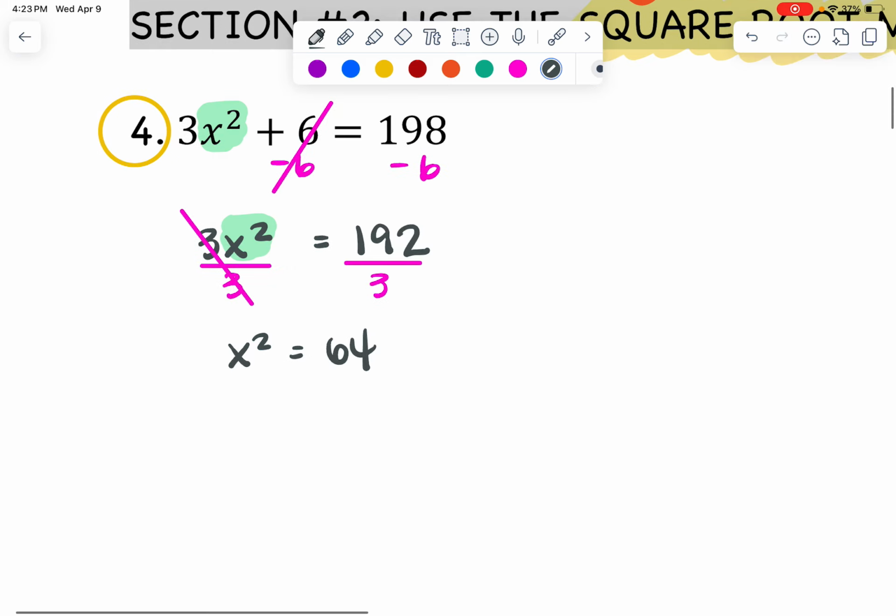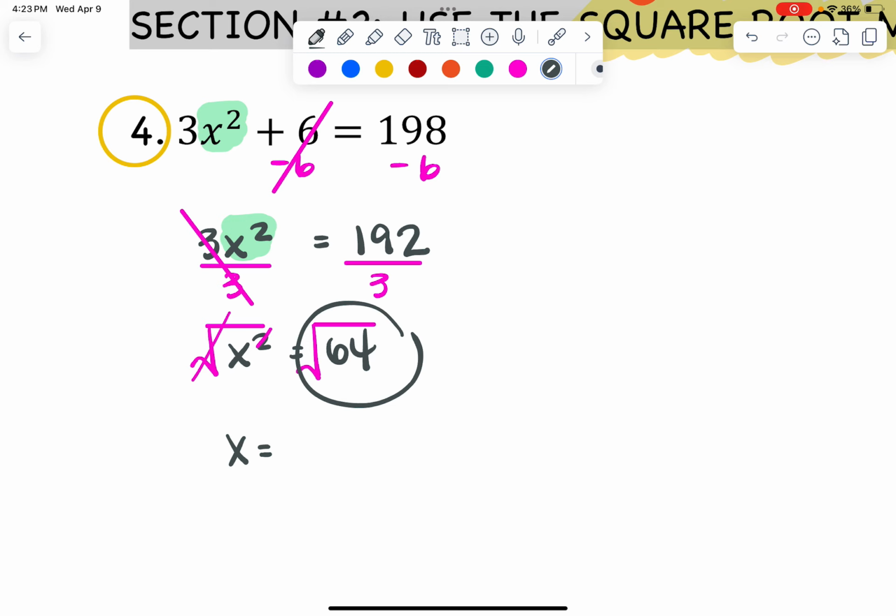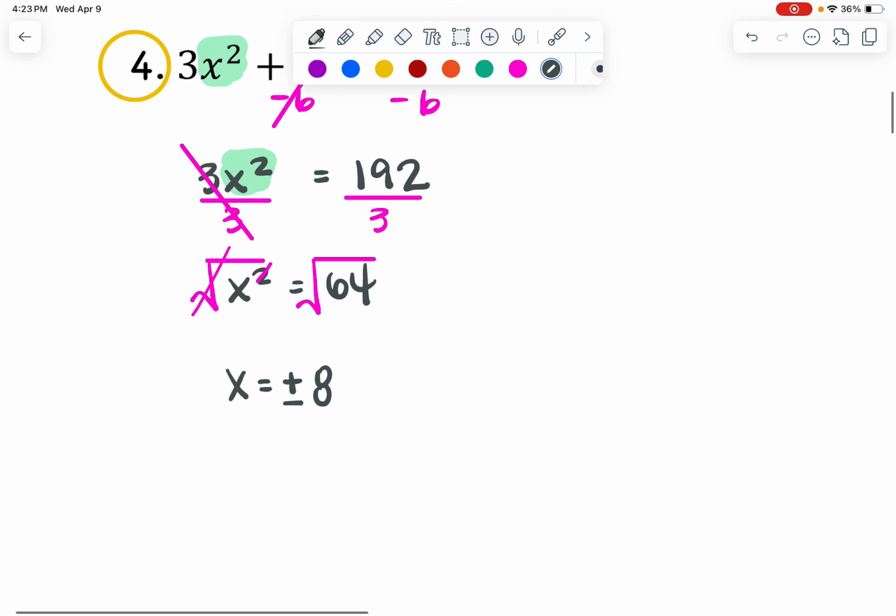And now that I have the x squared by itself, now I can do the opposite of squaring, which is square rooting, because squares and square roots cancel each other out, and that's how we get the x by itself. And luckily for us, this time, we have a perfect square, right? Your job is to now simplify the square root on the other side, hence the reason why it's called the square root method, right? And of course, that's a nice perfect square, which is going to give us 8, but you also have to remember that -8 also squares to give us positive 64. So you have to account for both the positive and the negative root.